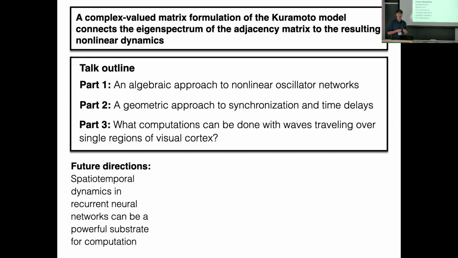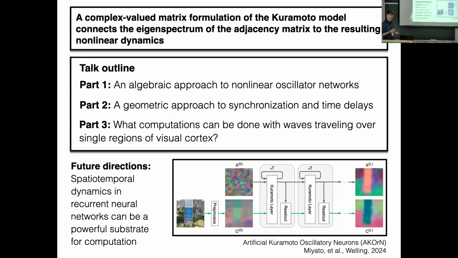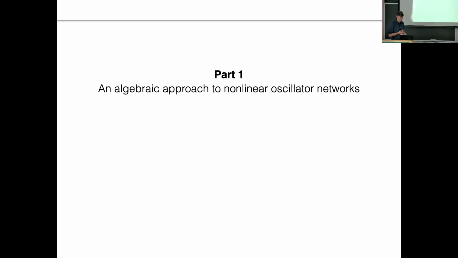Before we get too far into the details, I wanted to motivate this in terms of practical applications. Networks of nonlinear oscillators are often studied because they're mathematically tractable, but they've also recently shown promise in practical applications like sequence processing, such as with the AKOrN system recently introduced by the group of Max Welling. So now we'll introduce an algebraic approach to nonlinear oscillator networks with these kinds of problems in mind.